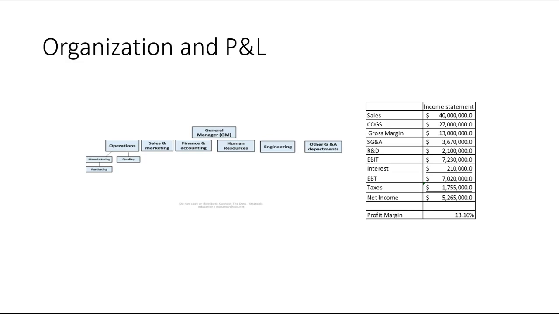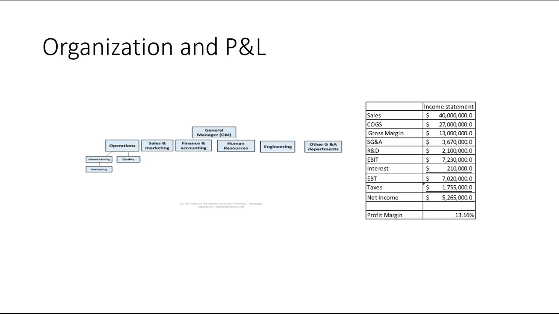A profit margin is a ratio of how much net income they are generating for every dollar of sales. So that would be $5.265 million divided by the total sales, which is $40 million, which comes out to be 13.16%.